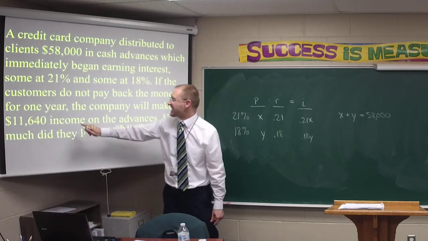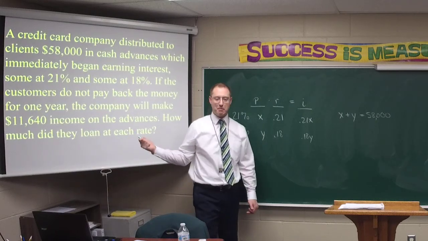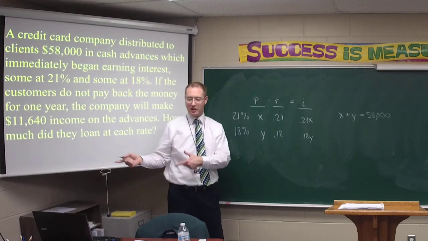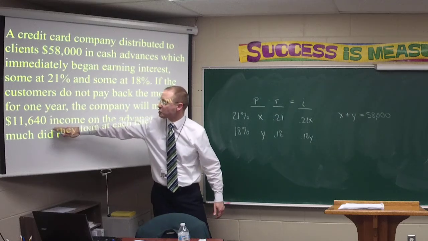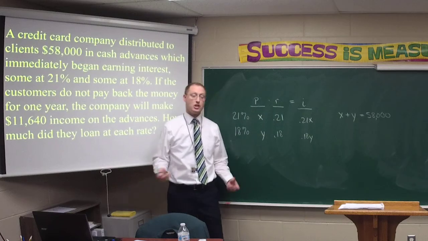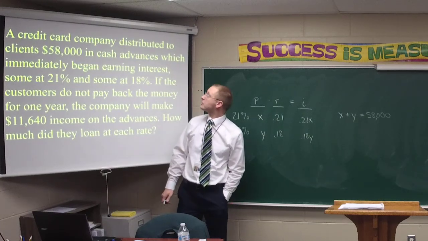$11,640. Well, that's the income that the credit card company makes. The income that they make, we call interest. It's what you pay. That's how they make money, right? You pay them interest. That's income for them. So if this is interest, then at your seats, class, write an equation that shows that the interest the company made off these people was $11,640.